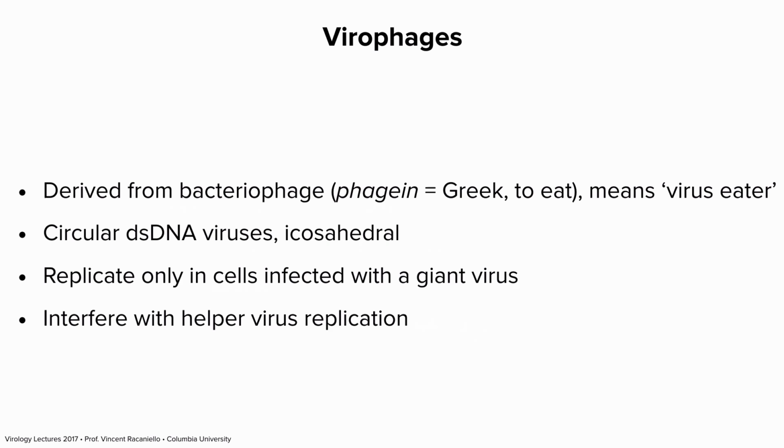And these are circular double-stranded DNA viruses with an icosahedral capsid that only replicate in cells that are infected with a giant virus. So they're satellites, they need a helper virus, but the helper virus in this case is a giant virus. And these particular satellites tend to be pretty big compared to the other satellites that we know of. And they typically interfere with replication of the helper virus. The other satellites typically don't do that. But these not only benefit from the helper, but they decrease its yield, and that's why they're called virophages, because they reduce the replication of the giant virus.